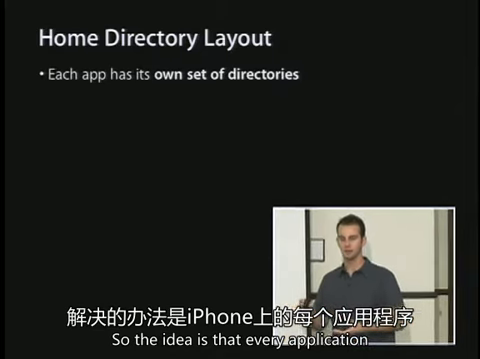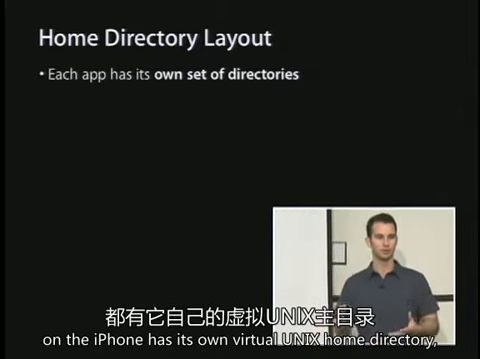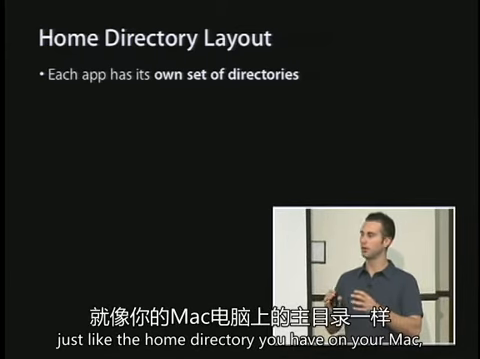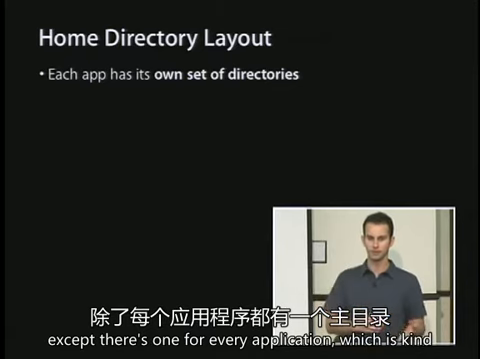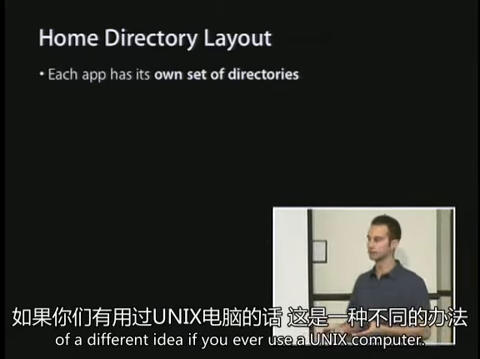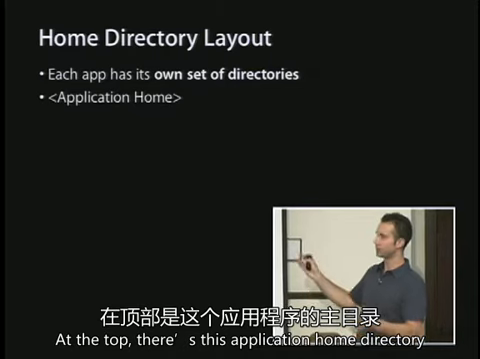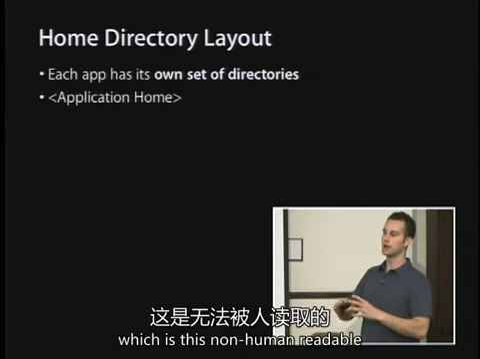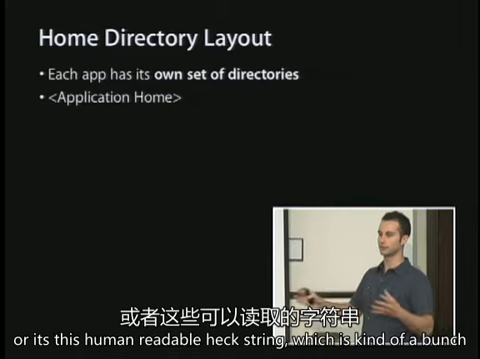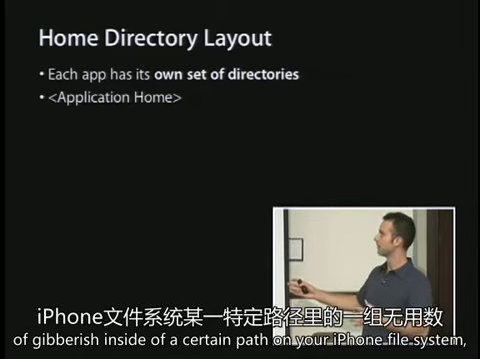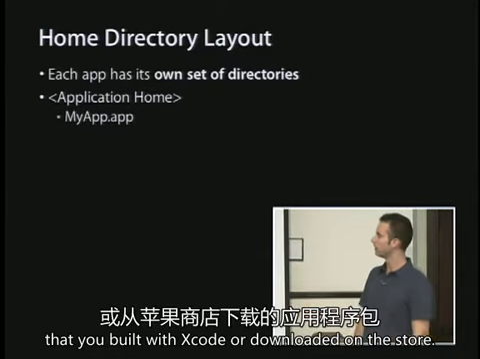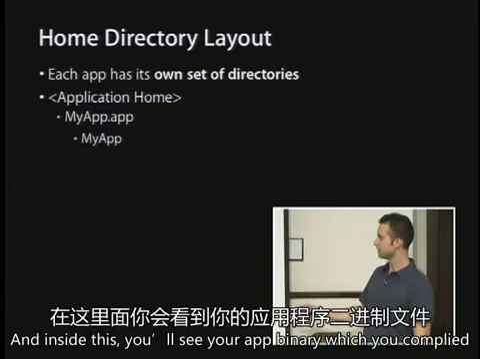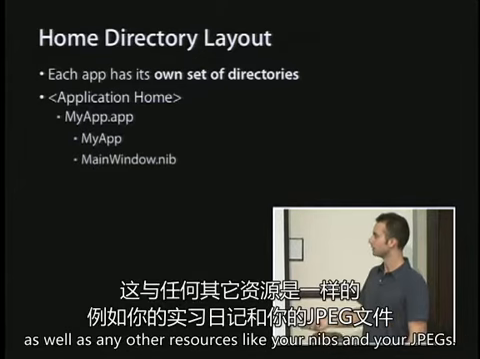The idea is that every application on the iPhone has its own virtual Unix home directory, just like the home directory you have on your Mac, except there's one for every application, which is kind of a different idea if you've ever used a Unix computer. At the top, there's this application home directory, which is this human readable hex string that is a bunch of gibberish inside of a certain path in your iPhone's file system. And that contains your application bundle that you built with Xcode or downloaded on the store. And inside this, you'll see your app binary, which you compiled, as well as any other resources like your nibs and your JPEGs.